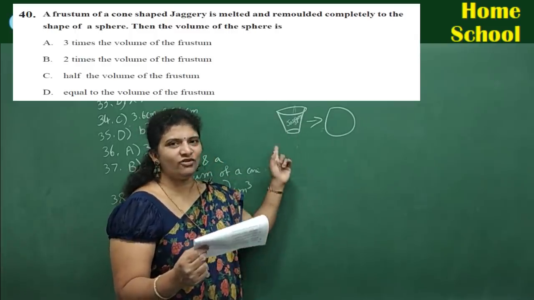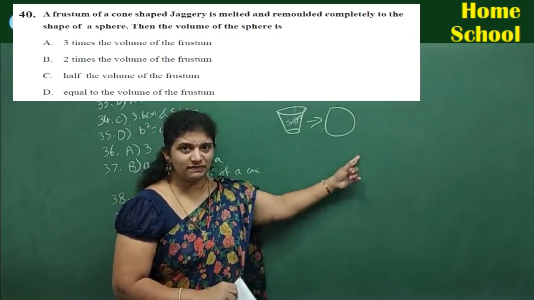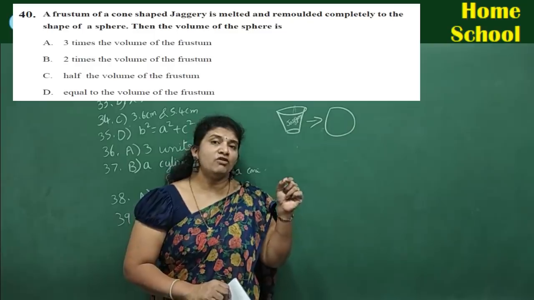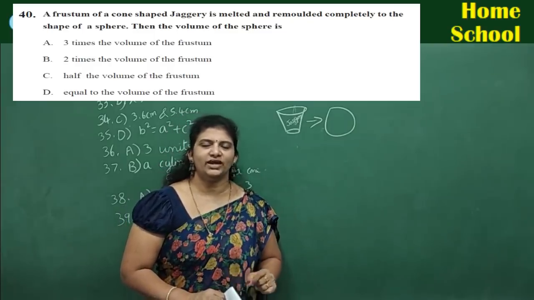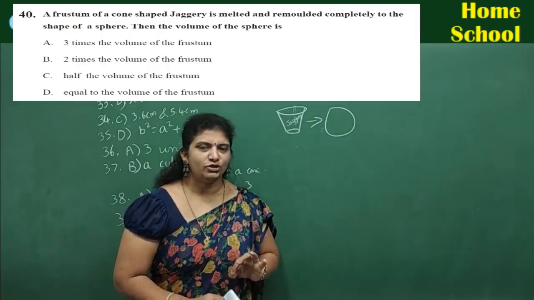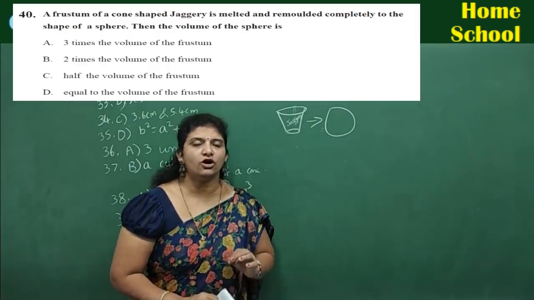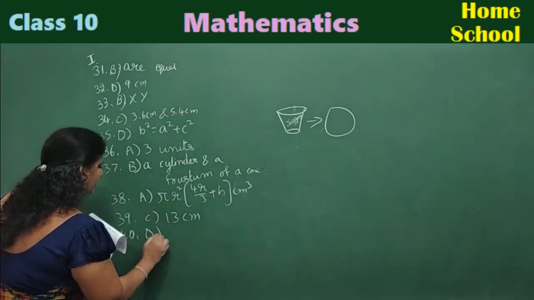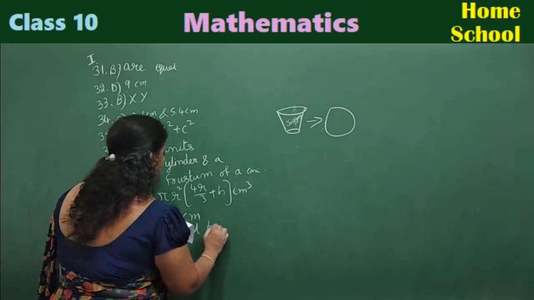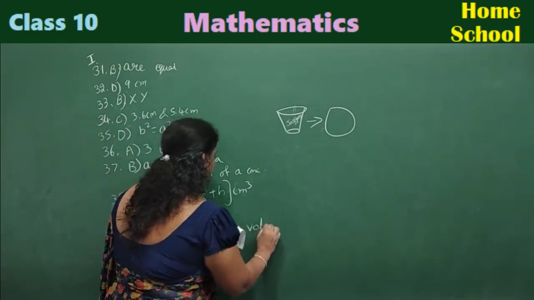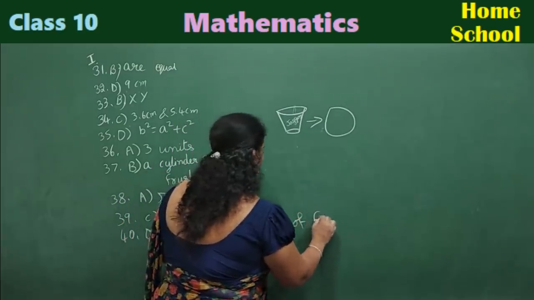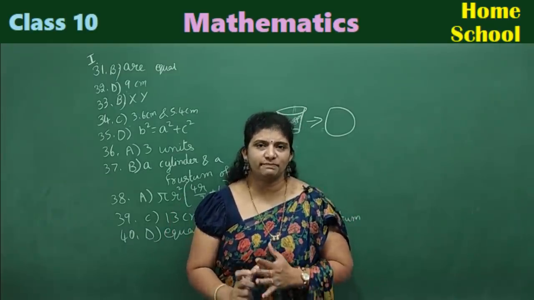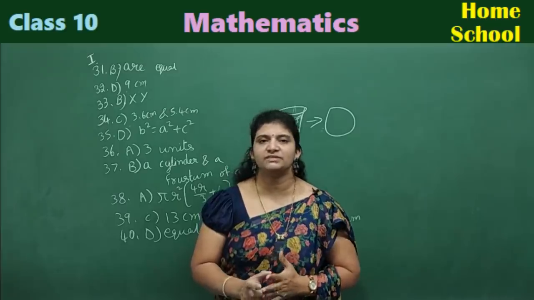Option D, equal to the volume of the frustum. Yes, volume of a sphere is equal to volume of the frustum. And you may see there, frustum of a cone option you might have searched. Okay, they can give only frustum also. Don't be confused there. Therefore, your option is option D, equal to the volume of the frustum. With this, we end our multiple choice question based model question paper 2, which is released by the board.